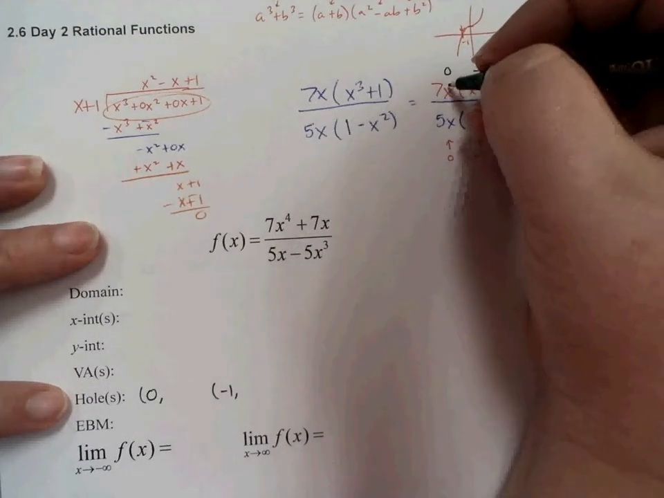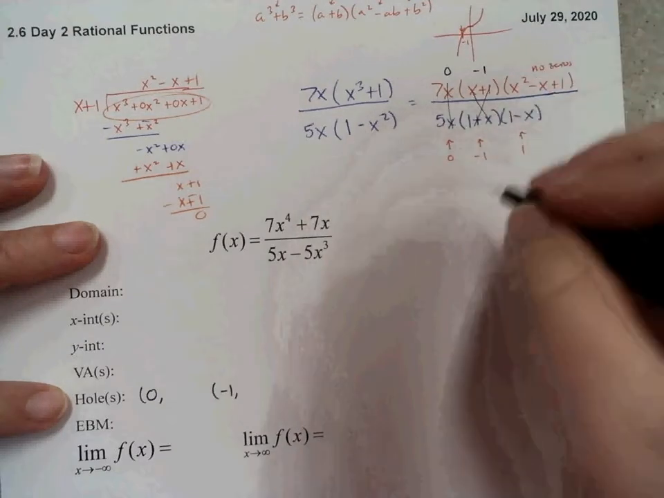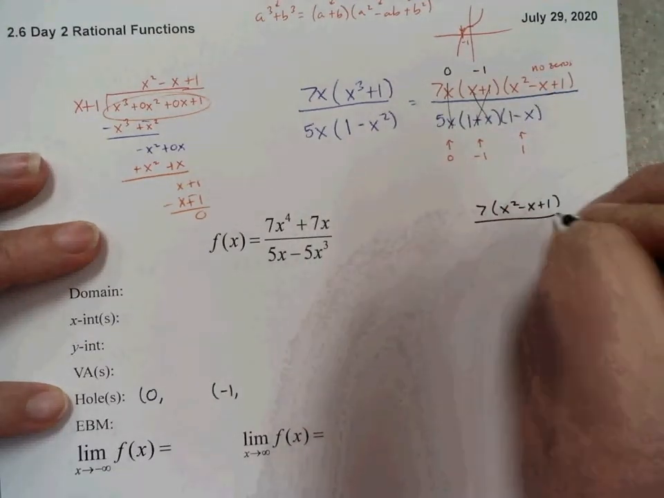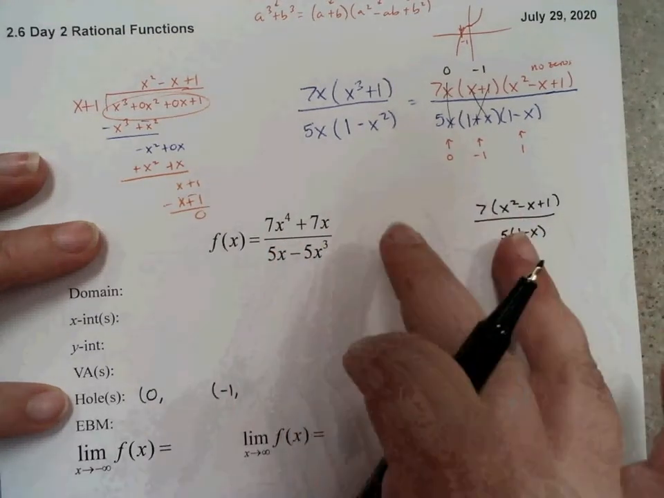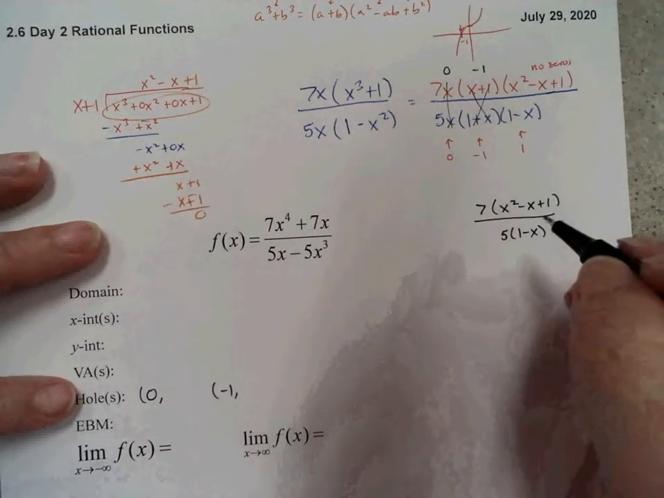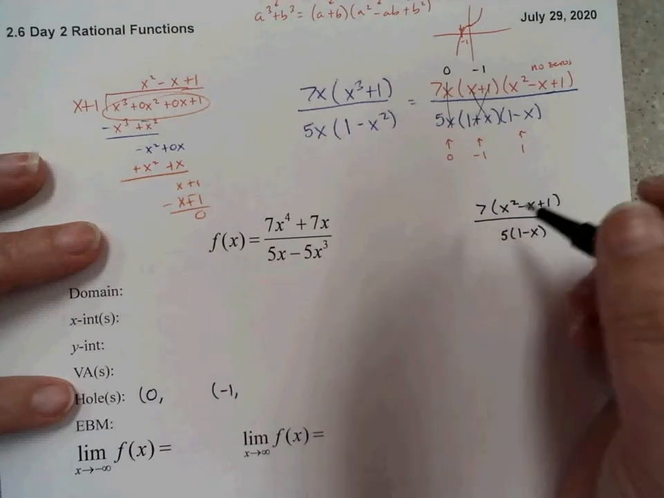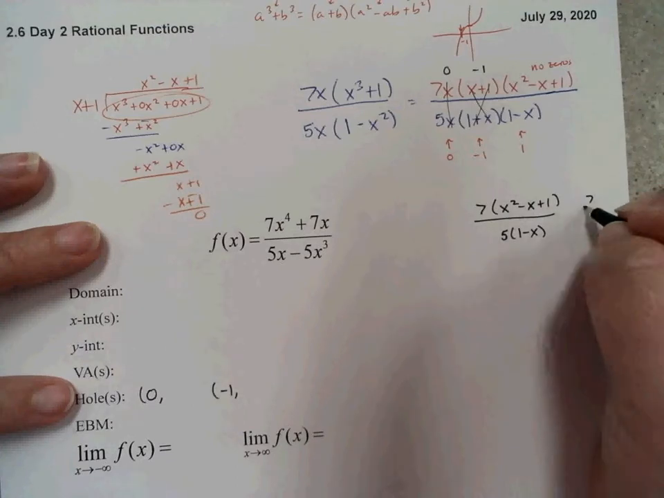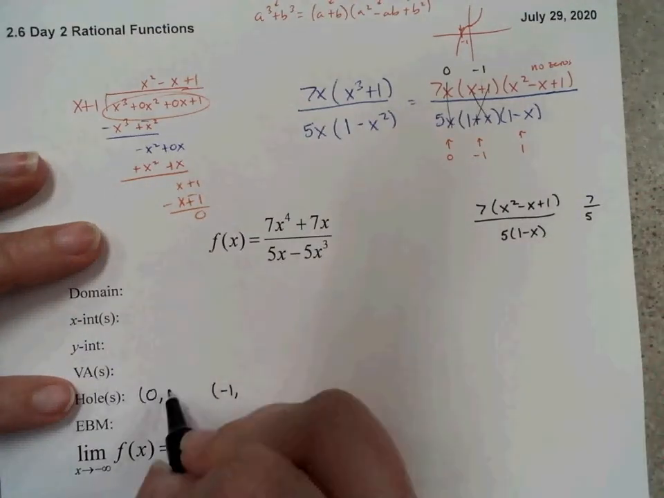If I simplify this out, the x's and not the 7 and the 5, those are still there, and the x plus 1 and the 1 plus x, I'm left with 7 times x squared minus x plus 1 divided by 5 times 1 minus x. So this is what this function would look like without the two holes in the graph. Okay, so let's plug in 0. If I were to plug in 0, then what I would be left with is 7 times 0 minus 0 plus 1, so 7 times 1. And then 5 times 1 minus 0, so 5 times 1, so it's just 7/5.